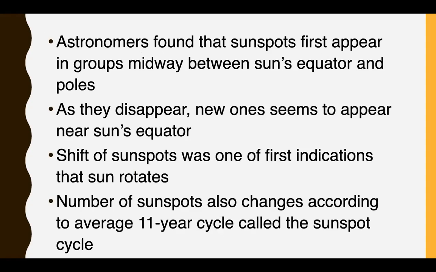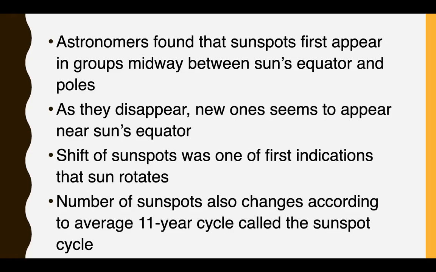Now, astronomers found that sunspots first appear in groups halfway between the sun's equator and their poles. As they disappear, new ones seem to appear near the sun's equator. And that shifting in the sunspots was one of the first indications that the sun rotates. You saw in that video how they basically just shined the sunlight on a white surface, and you could actually see the darker areas of the sunspots, and you could see them moving through a lens, of course.